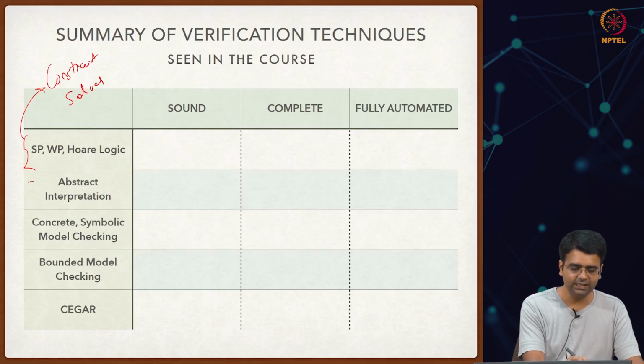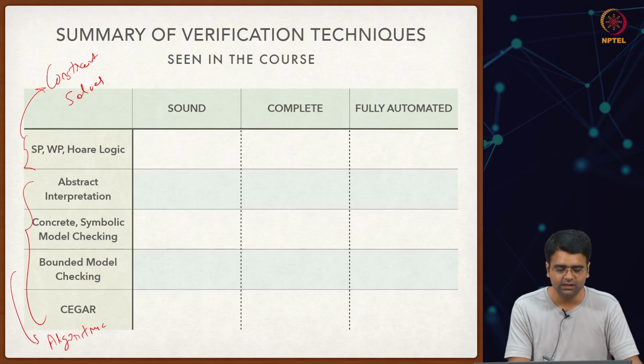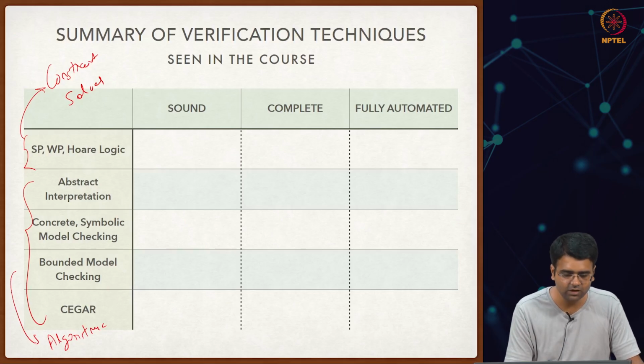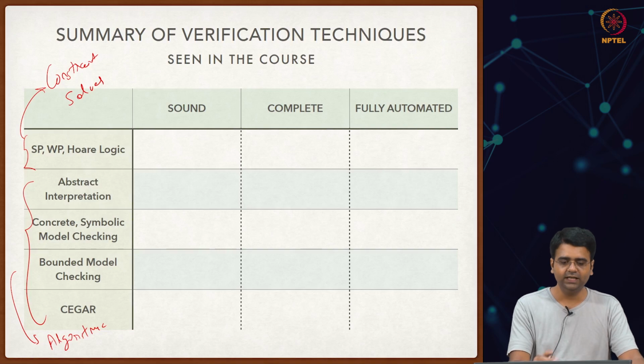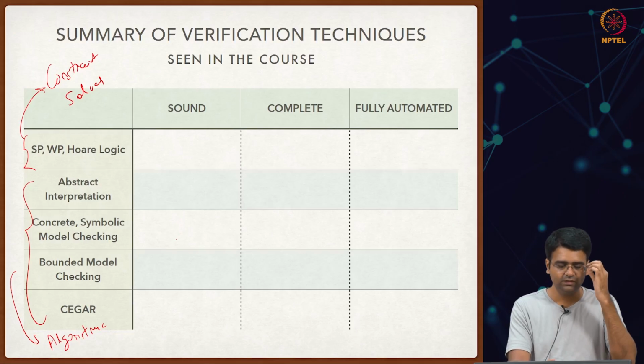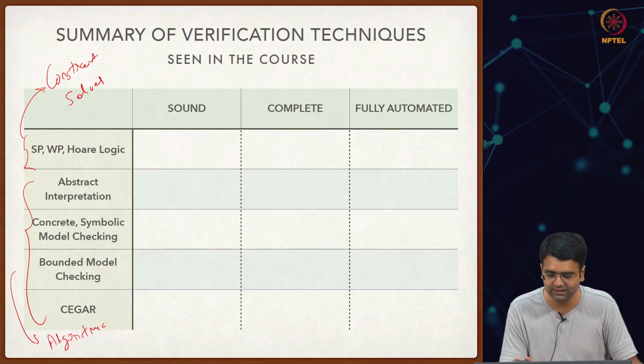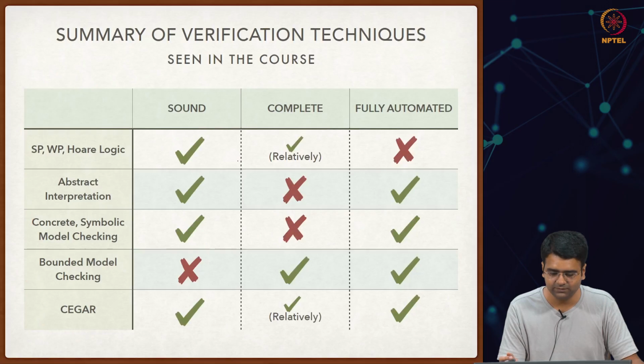And then we have seen this set of techniques at the end, which are algorithmic techniques. These techniques, abstract interpretation and model checking as well as CEGAR, are all algorithmic in the sense that they do not rely on any other technique or any other tool. They have algorithms which essentially just execute the program in an abstract fashion, and are able to verify whether the program is correct or not. So, in either case, what can we say about these different techniques that we have seen? Let us fill this table.